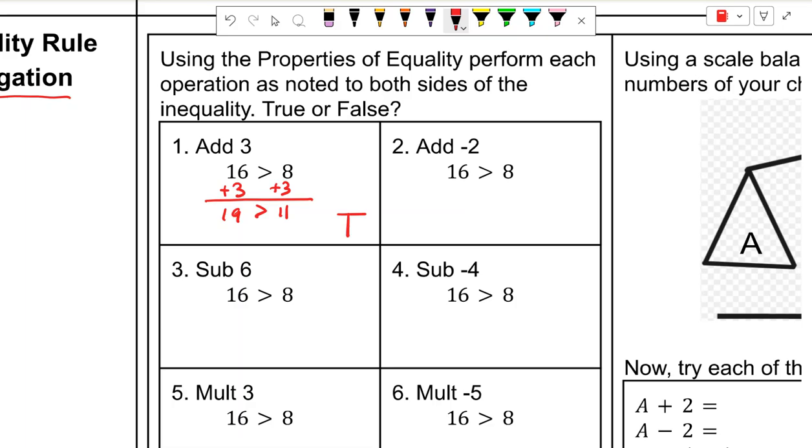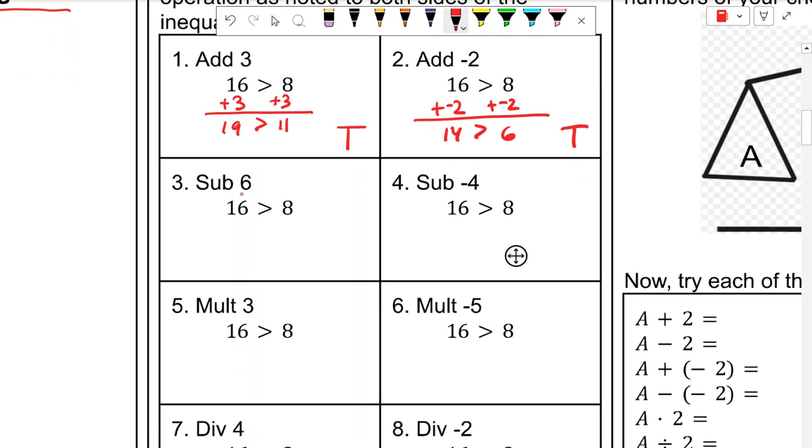And then we keep on going through with the next one, adding -2 to both sides. And 16 plus -2 is now 14, and 8 plus -2 is now 6. We bring down the sign. 14 is larger than 6. It is still true. Now we go to number 3. We subtract 6 from both sides. And 16 minus 6 is 10, and 8 minus 6 is 2. And we bring down the sign, and we can see that 10 is still larger than 2.